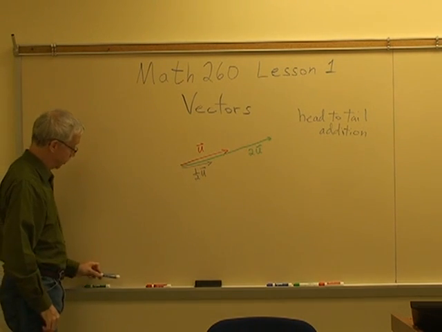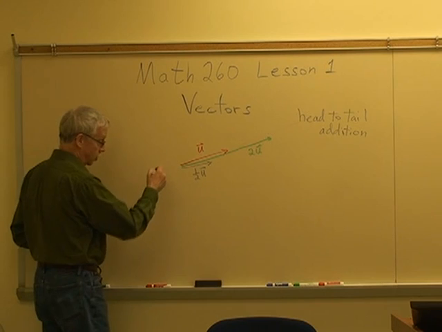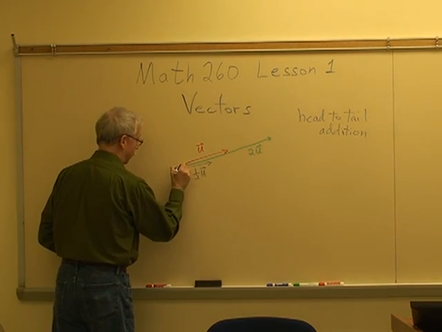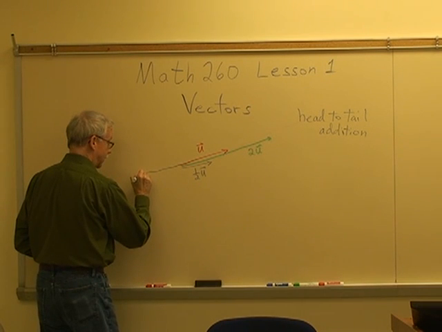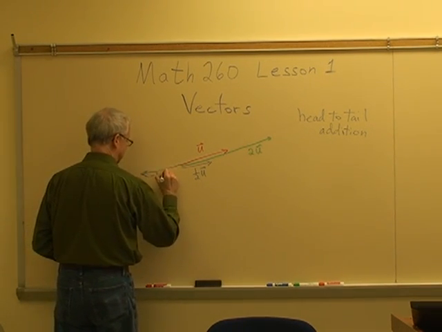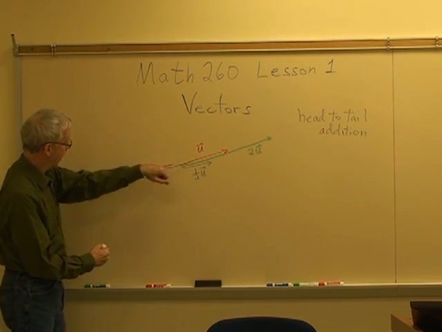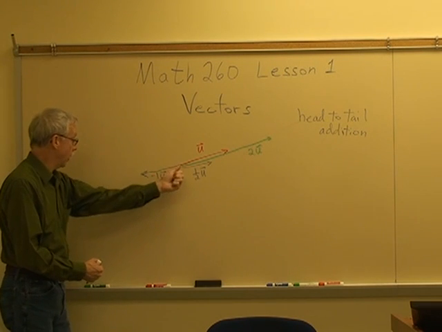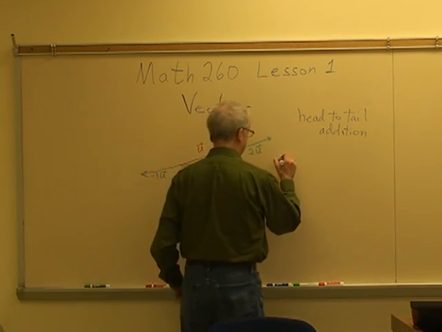And finally, what would it mean to multiply by a negative number? Well, if I multiply u by -1, that means go along the same line in exactly the opposite direction, but the same length. And similarly, -2 times u would be in the opposite direction, but twice as far, etc. So this is the idea of scalar multiplication.